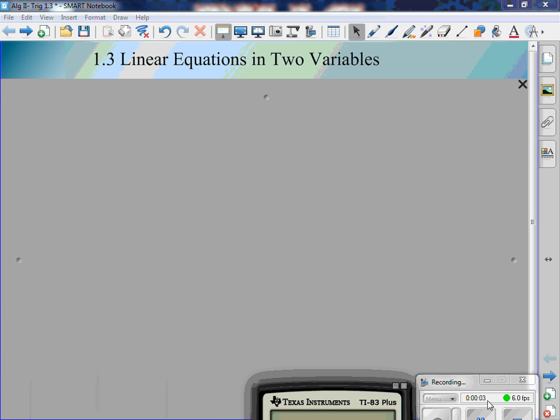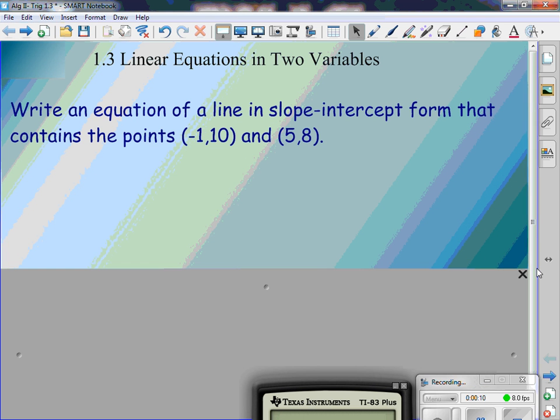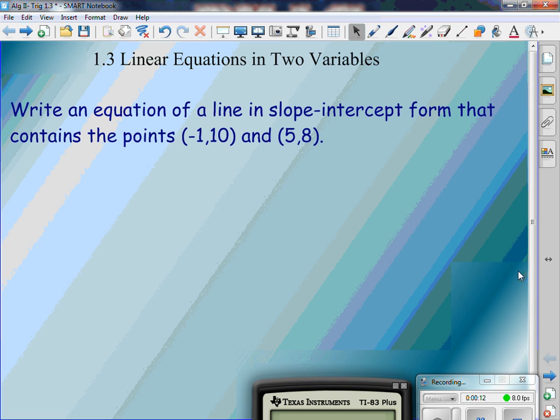Today we're starting 1.3 linear equations in two variables. We're now starting to apply the things we did in the second section and now expanding on them.